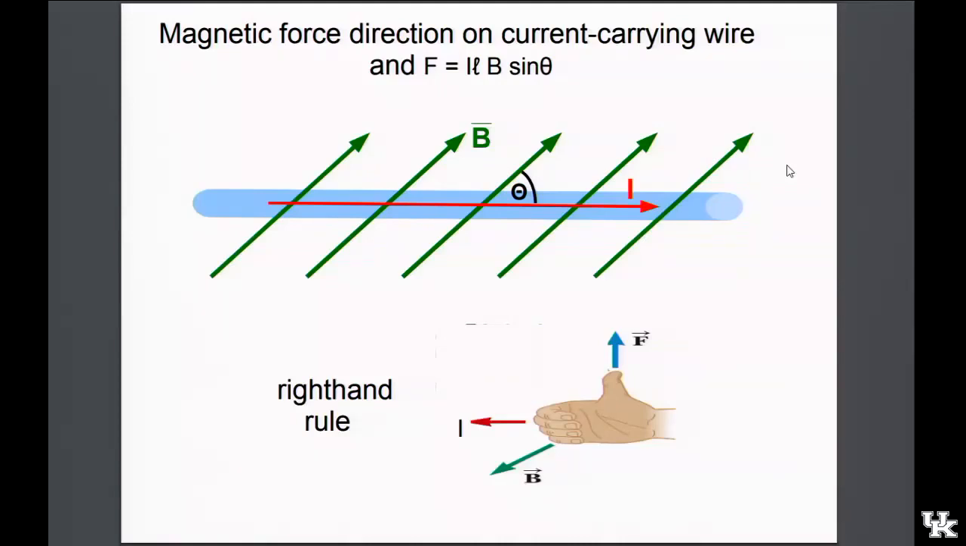We would then curl our fingers in the direction of the magnetic field. The magnetic field is heading into the screen, so I curl them into the screen, and then my thumb will point in the direction of the force. In this particular case, with this hand as the current and my fingers curling in as the direction of the field, I get a force that's upwards on this wire, on the moving charged particles in this wire. So in a sense, it's really the same right-hand rule. We're just replacing current with velocity, or velocity with current, when we think about collections of moving charges versus a single moving charge.